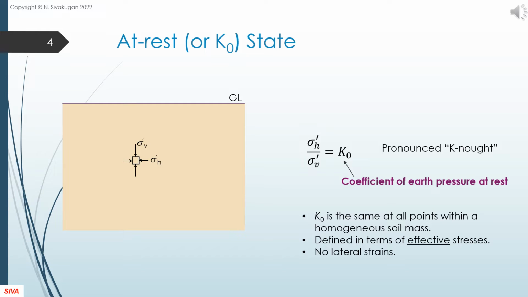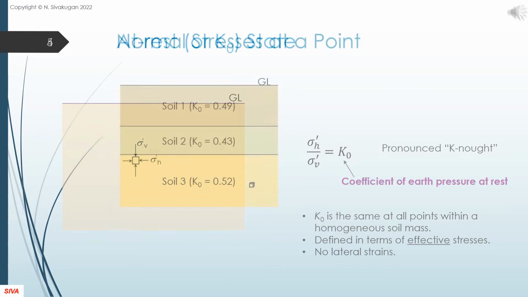In the homogeneous soil mass shown here, where the ground surface is horizontal, the ratio of effective horizontal stress to effective vertical stress is a constant which is called the coefficient of earth pressure at rest, denoted by K0. It is the same at all points within the homogeneous soil mass.